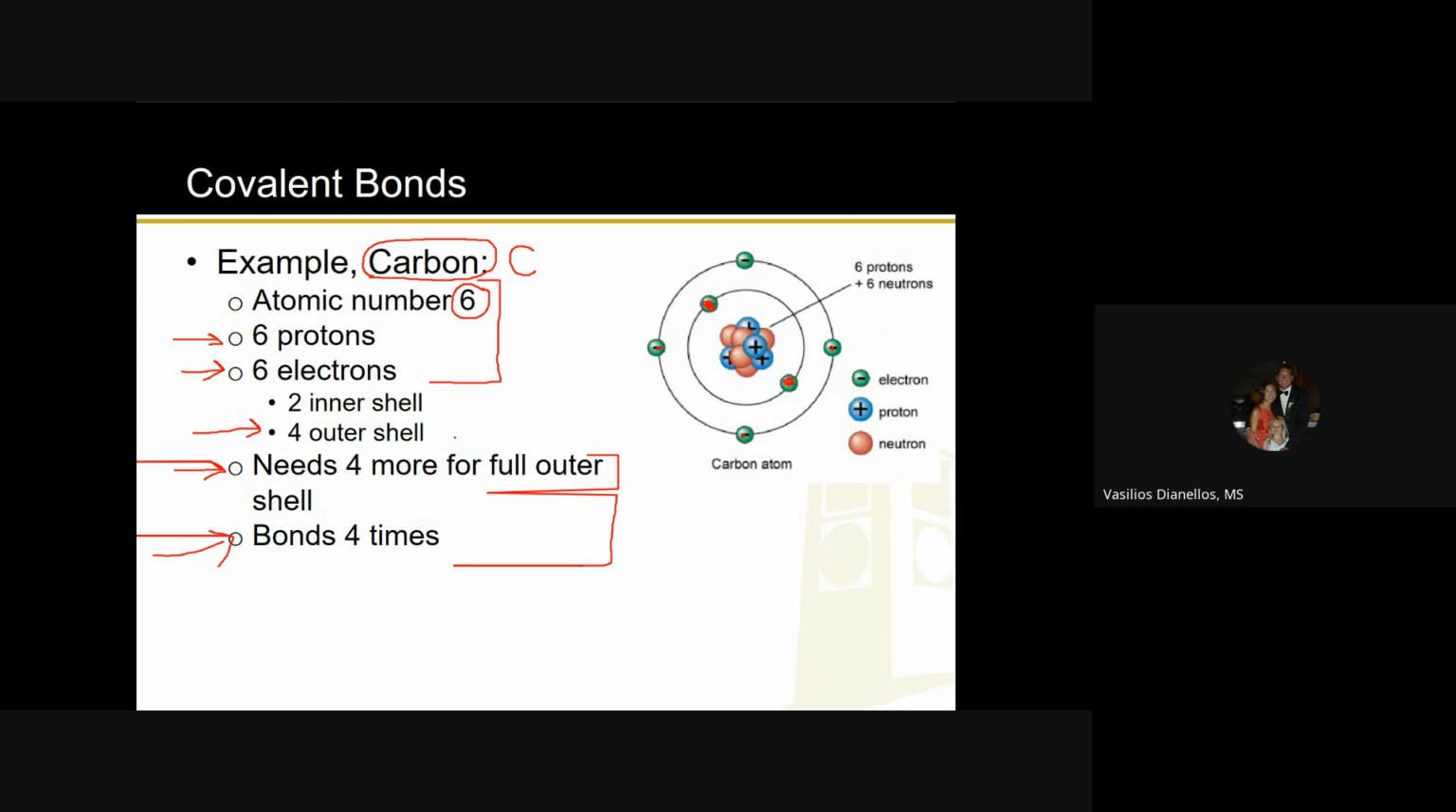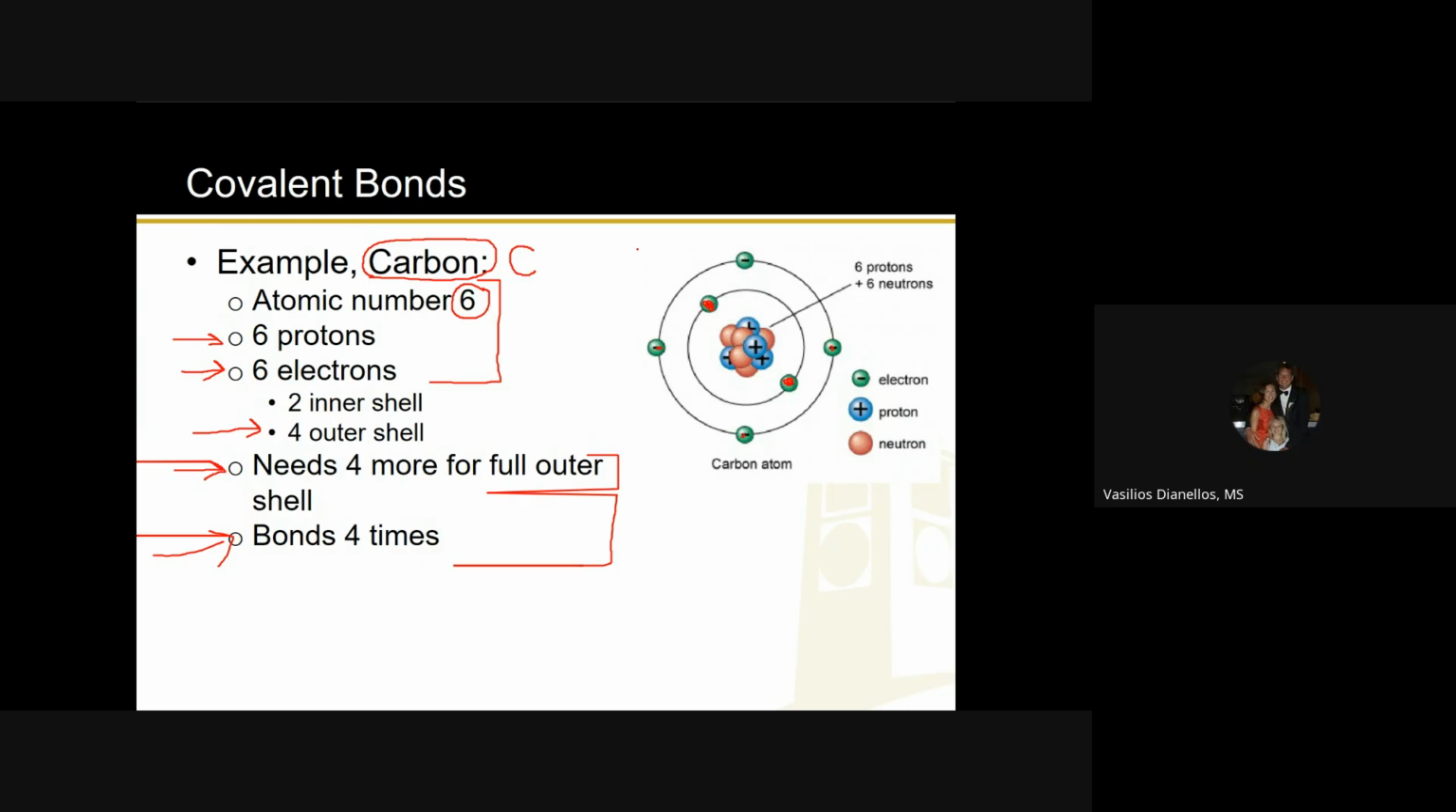Maybe carbon's not a good example for this because it just so happens that the number of electrons this thing has on its outermost shell, which is 4, is also how many electrons it needs to fill its outer ring and how many times it can bond. But that's not always the case.